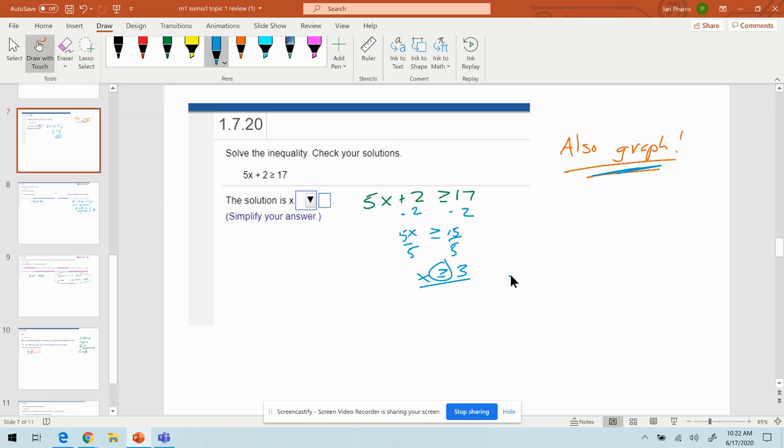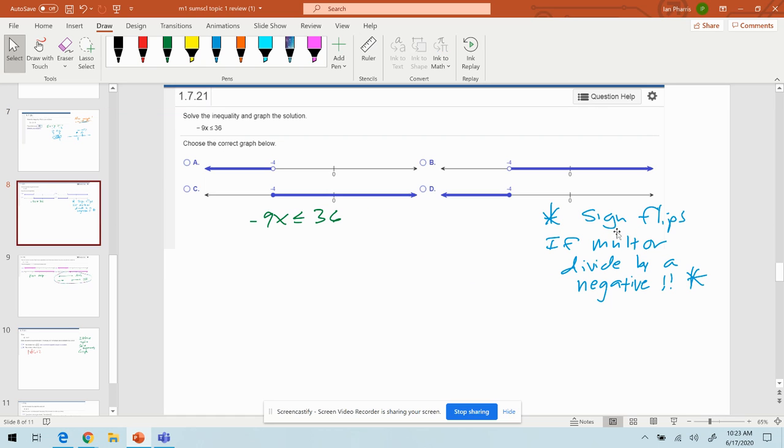I also want you to graph that. So if we're going to put 3 right here, it's greater than or equal to, so that's a filled in dot, and this arrow goes that way. If the variable's on the left-hand side, then this arrow always matches this arrow. Just remember that. And let's do one more question here.